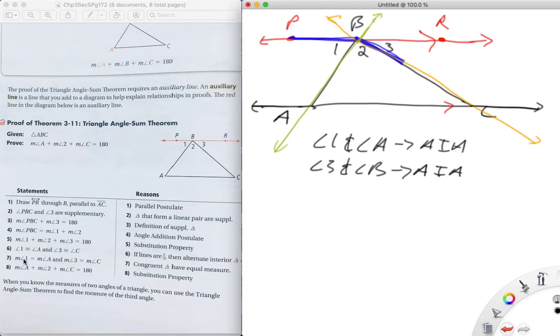And since 1 equals A, I can substitute. Since C equals 3, I can substitute, and I can say that the measure of angle A plus the measure of angle 2 plus the measure of angle C is equal to 180 degrees. Substitution property. And this is the proof that the interior angles of a triangle indeed sum up to 180.